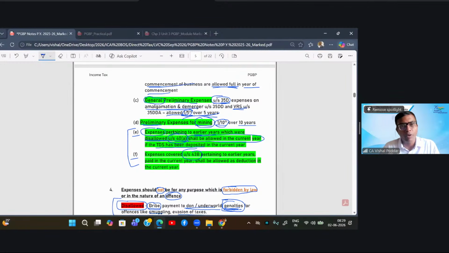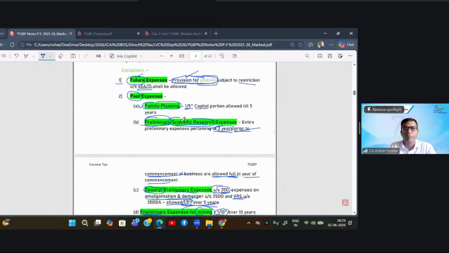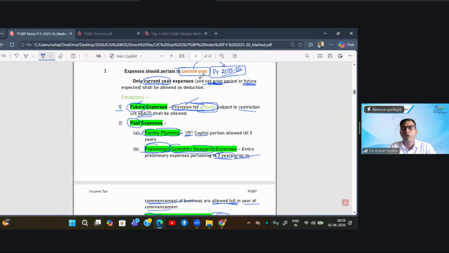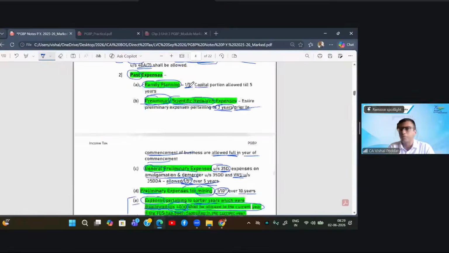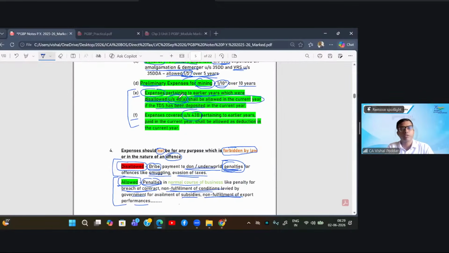Now, interestingly, what will happen because of this? In the current year, you are claiming deduction of some past year. Now, as per our original rule, past expenses should not be allowed because we only allow current year expense. But this is an exception. What is the exception? The expenses which got disallowed because of 40 clause A in the past, because the TDS was not deposited then. If the TDS is deposited now, I will allow you in the current year those past year expenses as deduction. I hope this is clear.